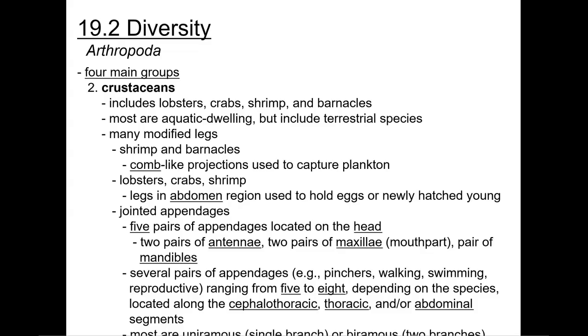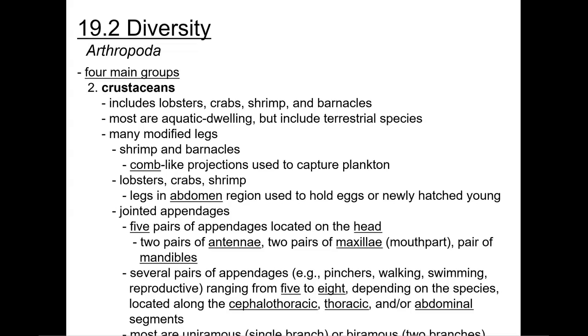The second group is going to be our crustaceans. These include lobsters, crabs, shrimp, and barnacles. Most are going to be aquatic dwelling, but include terrestrial species too. Many are going to have modified legs. For example, shrimps and barnacles are going to have comb-like projections that are used to capture plankton. Lobsters, crabs, and shrimp will have legs in their abdominal region that are used to hold eggs or newly hatched young. They have jointed appendages, which are going to be in pairs of 5 and located on the head.